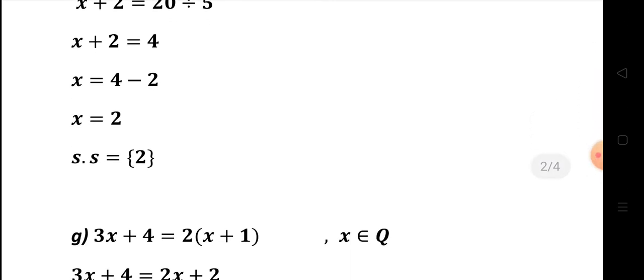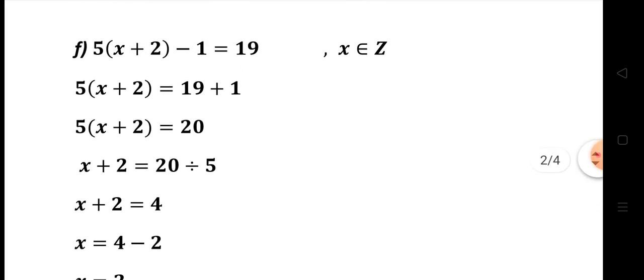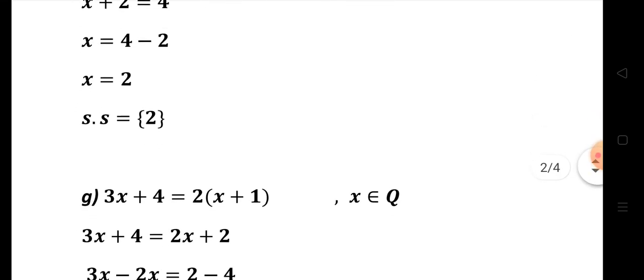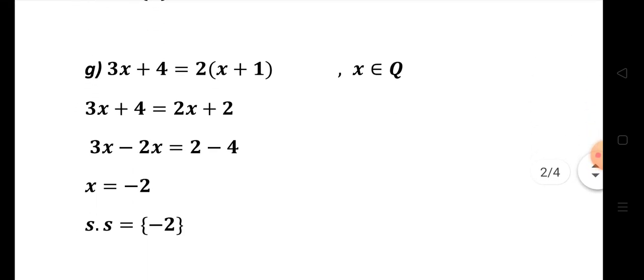Now I will move number 2 to the other side with the opposite operation, which is minus. x will be equal to 4 minus 2, which equals 2. 2 belongs to z? Yes. So the solution set equals the set of 2.